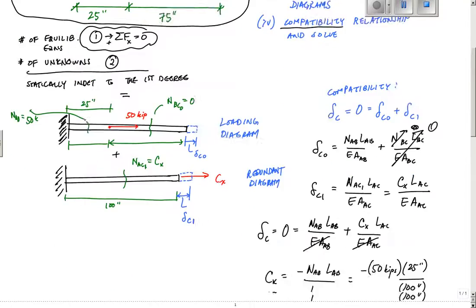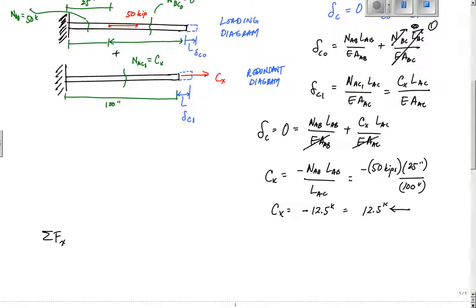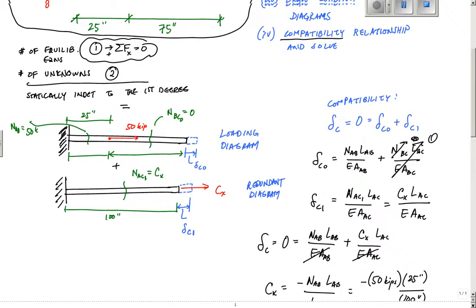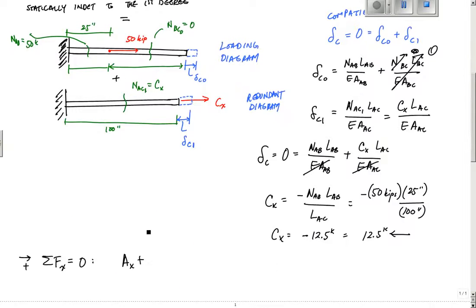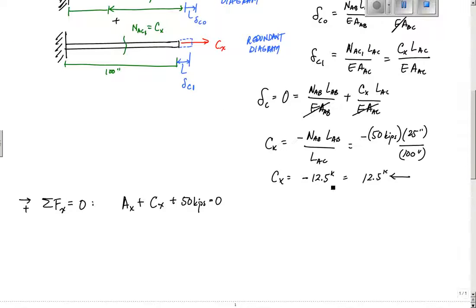And now if I wanted to find AX, all I have to do is sum the forces in the X equals 0, going to the right. I'm just going to make my equilibrium equation look like this drawing right here, so I don't confuse things. So I have essentially AX plus CX plus 50 kips equals 0. And because I know that CX is negative 12.5, I'm going to put AX minus 12.5 kips plus 50 kips equals 0, and that tells me that AX equals negative 37.5 kips, which means it's 37.5 kips to the left. Okay, and those are my reactions.